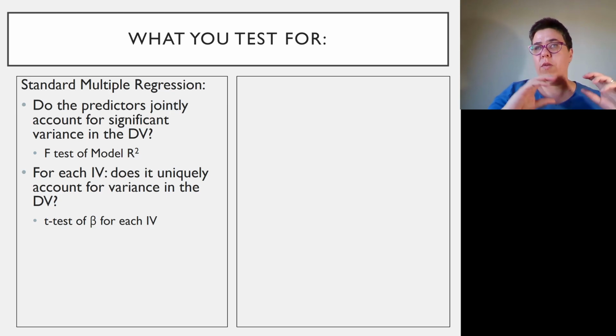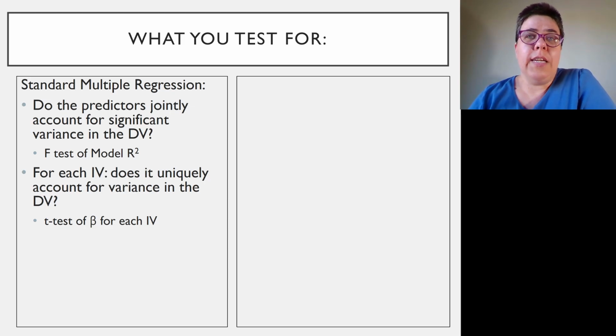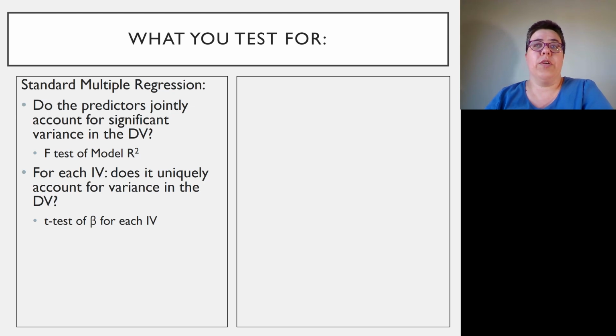So first we report our model R squared test with the F. Then we report for each beta a t-test of significance, and that reflects its unique predictive value, how much its unique variability accounts for variance in the DV.